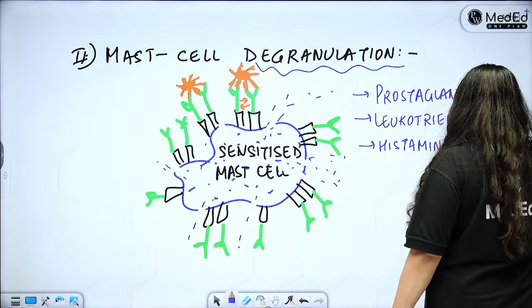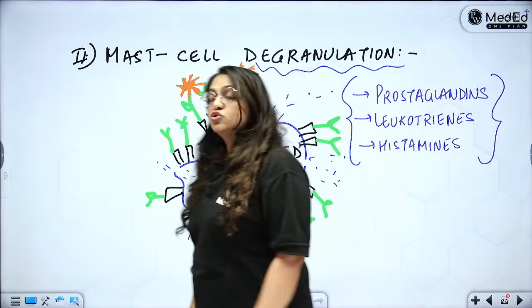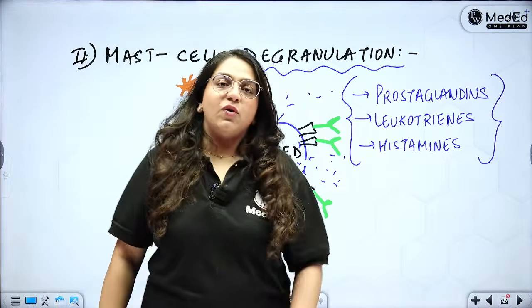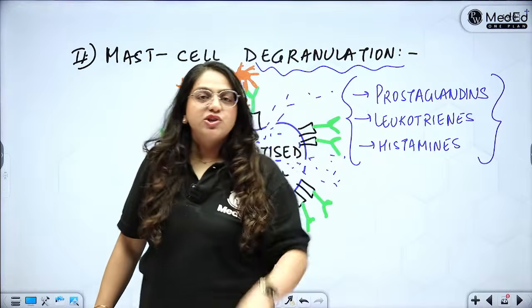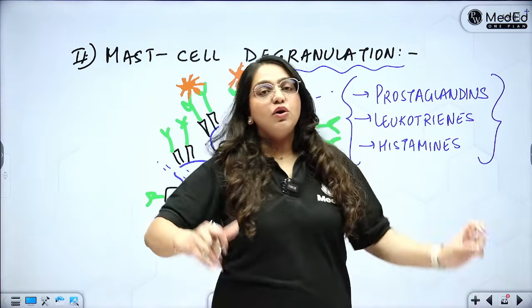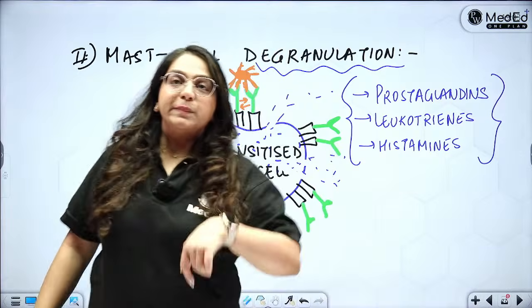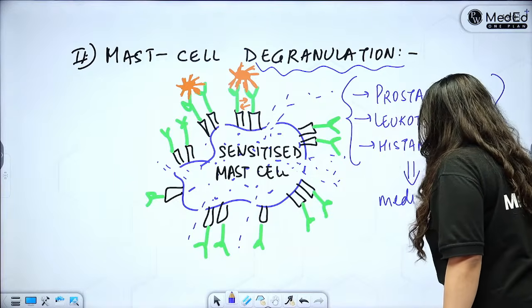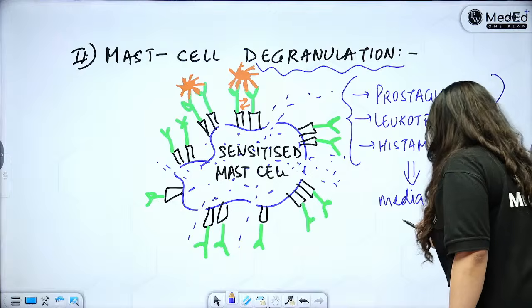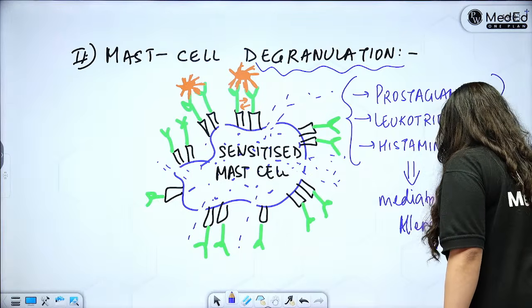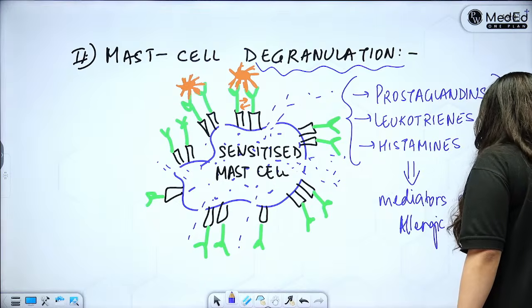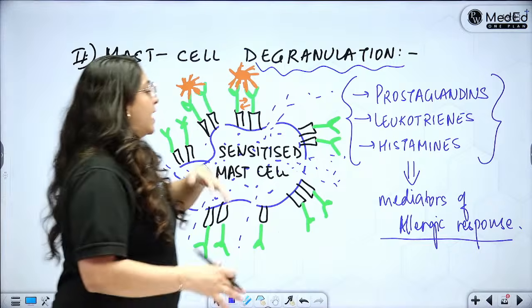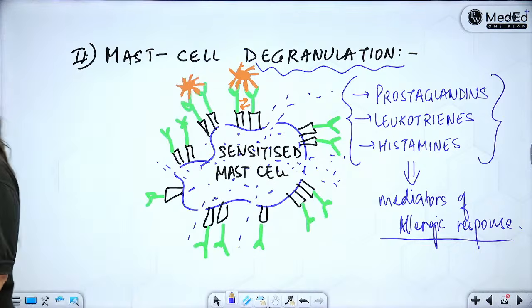So what will prostaglandins, leukotrienes and histamines do? They will lead to allergic response. They will cause bronchoconstriction, they will cause vasodilatation, they will cause increased mucus production, they will lower the BP. Ultimately, these are the mediators of allergic response, are they not? You know it from pathology knowledge that mediators of allergic response are your leukotrienes, histamines and prostaglandins. And now pollen grain has come and you're sneezing uncontrollably, you can't breathe anymore, and your allergic response is over.